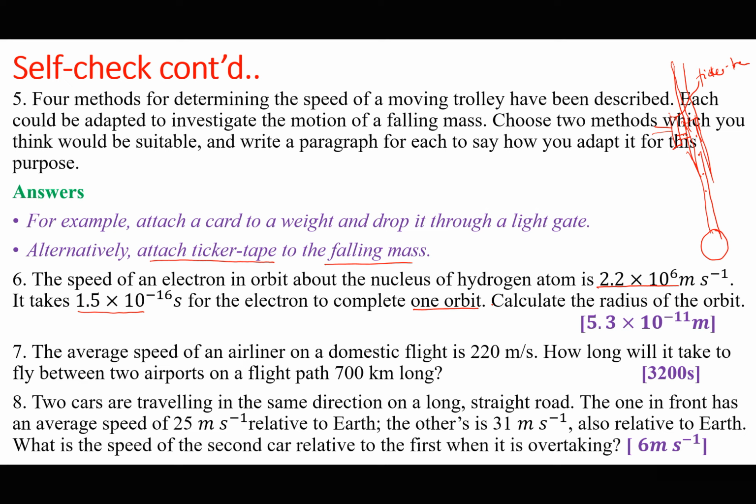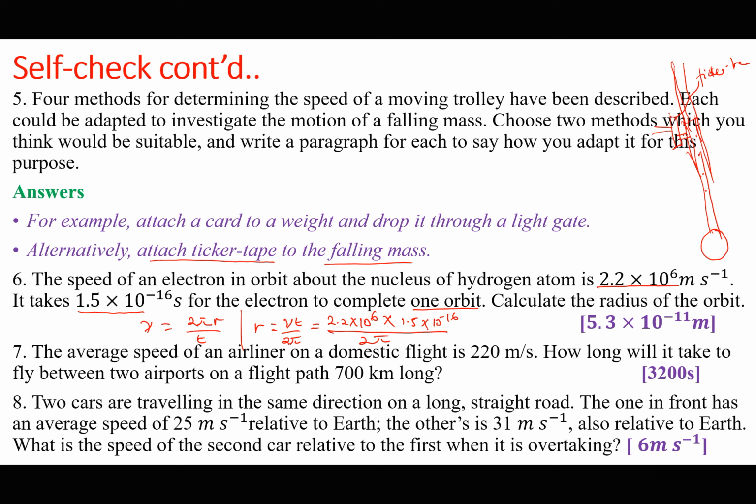So they've given us the speed. The speed is going to be equal to the distance, which will be the circumference, over the time. So we want to find the radius of orbit. The radius of orbit is going to be the speed times time divided by 2 pi. So the speed is 2.2 times 10 to the power of 6, and the time is 1.5 times 10 to the power of minus 16. Divide this by 2 pi.